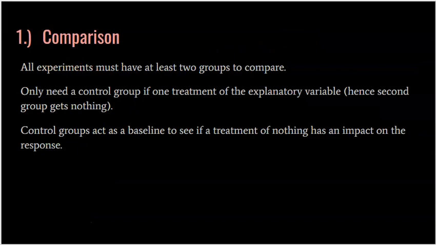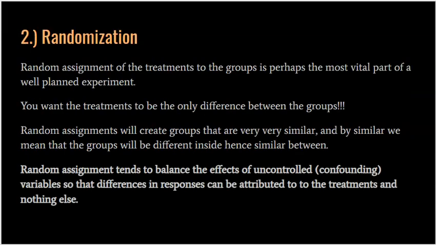All right, let's talk about comparison really briefly. It's a pretty easy pillar. All experiments have to at least have 2 treatment groups. You only need a control group if 1 treatment of the explanatory variable is there, hence a second group is needed. Control groups are great to have because they act as a baseline. So even if I am looking at Tylenol versus ibuprofen, I don't have to, but it couldn't hurt me to also add in a control group that gets nothing, because maybe I find out that actually doing nothing for a headache is better than taking Tylenol. You never know. So having a control group is important, but it's not a necessity if you already have 2 groups to compare.